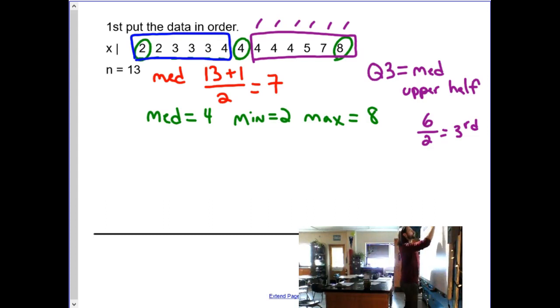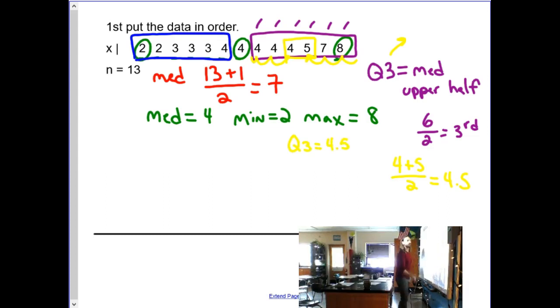So I take these 2 numbers right here, the 4 and the 5. Right, it's 3 from the left, 1, 2, 3. 3 from the right, 1, 2, 3. I average 4 and 5. 4 plus 5 divided by 2. 9 divided by 2 is 4.5. So Q3, let me write it here. Q3 equals 4.5.